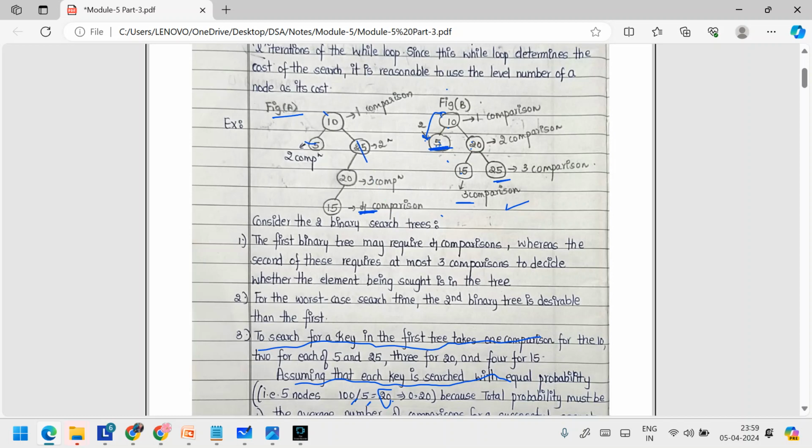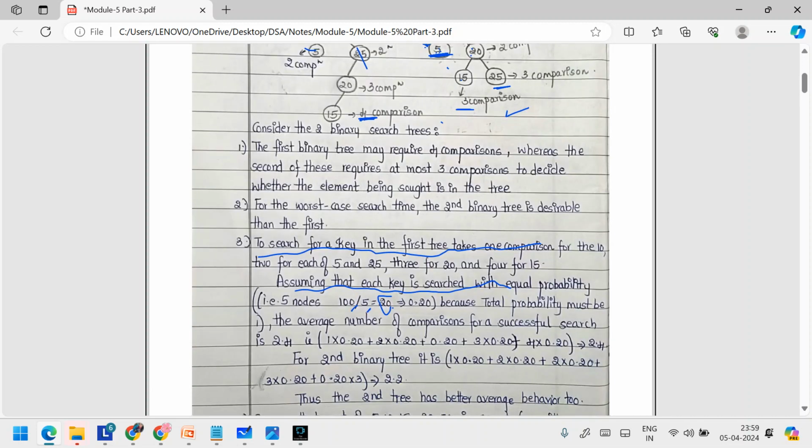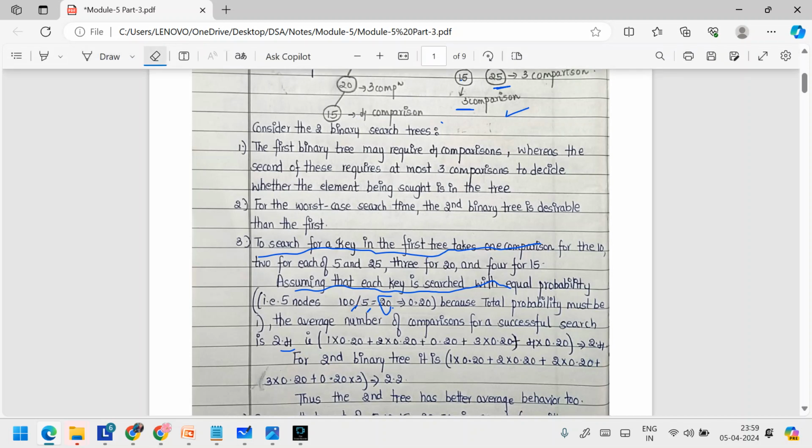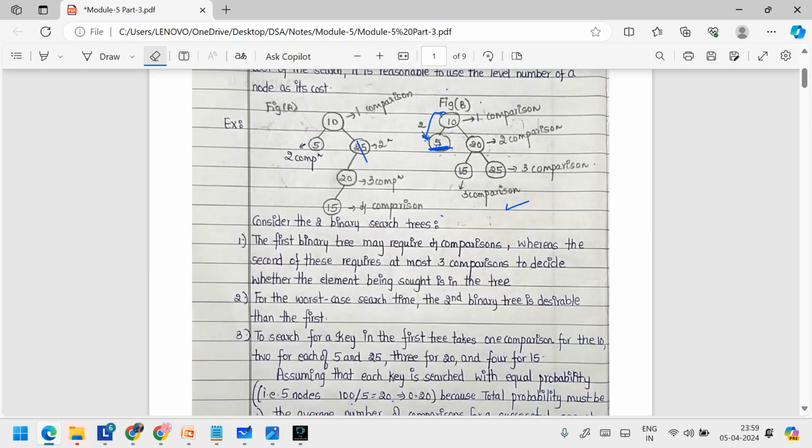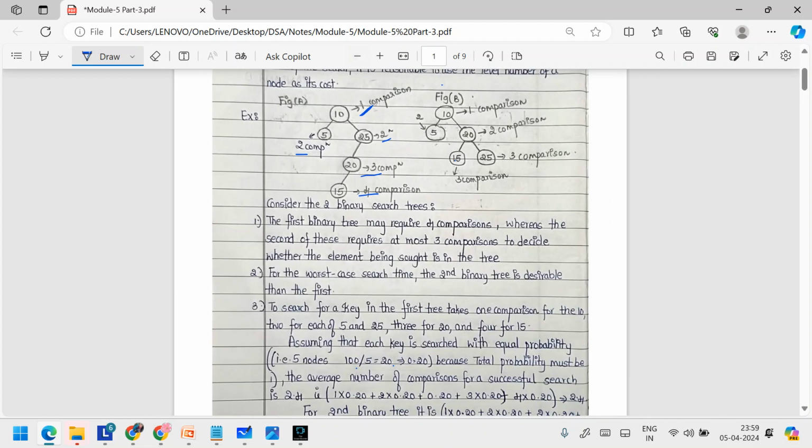So here you see what I have done. It is saying for the first tree the probability is 2.4. But how did I get that? If you remember, let me erase everything first. Let me write. See here, 10 needs one comparison, 5 needs two comparisons, 3 and 4 need three. Remember this. So how do I do it? Here you see.